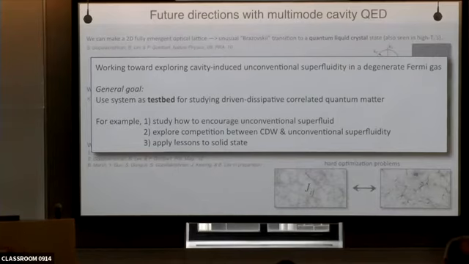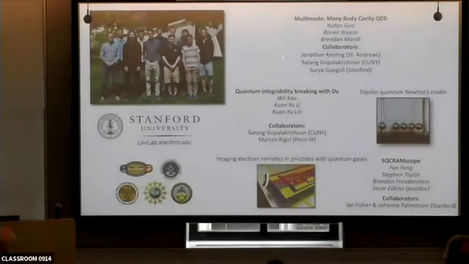Okay, so with that, I would like to return to a picture of all the people who do the real work. These are the folks on multimode cavity QED, and of course Jonathan is here, and I encourage you to talk to him about our work.